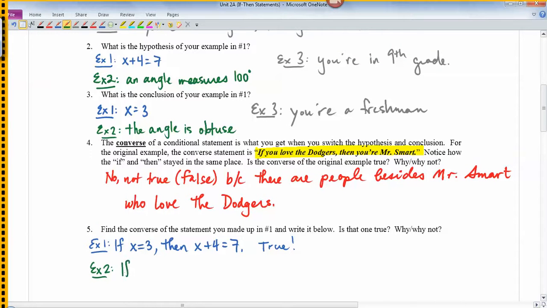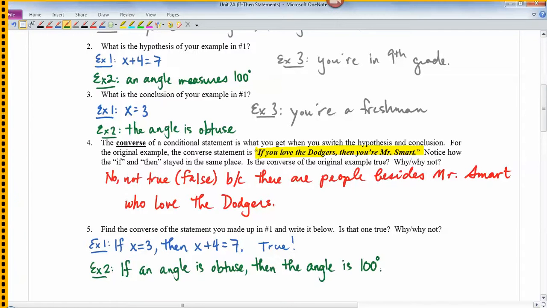So if an angle is obtuse, then the angle is 100 degrees. Well, is that true? No, not really. If all obtuse angles were 100 degrees, then you could say that statement and that would be true. But there are other obtuse angles, right? So it's kind of like the if you love the Dodgers, then you're Mr. Smart example in number 4. There's more than one person besides me that loves the Dodgers, just like there's more than one 100-degree angle that's obtuse. There are other angles that work too.